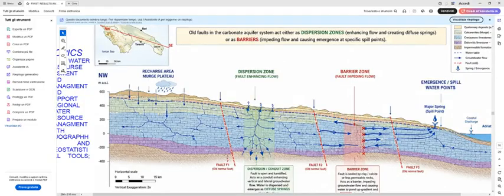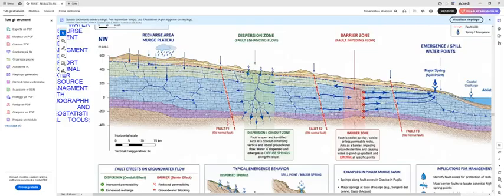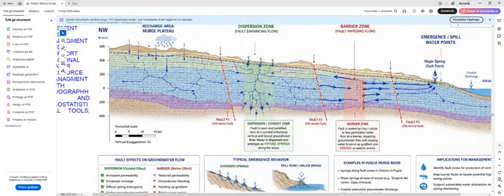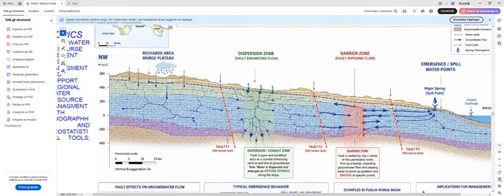The barrier zone. So the dispersion fault is open and calcified and acts as a conduit enhancing vertical and lateral groundwater flow. Water is dispersed and emerges as diffuse springs. Barrier zone, the fault is sealed by clay, calcite or less permeable rocks, acts as a barrier impeding groundwater and causing water to pond up gradient and emerge at a specific point.